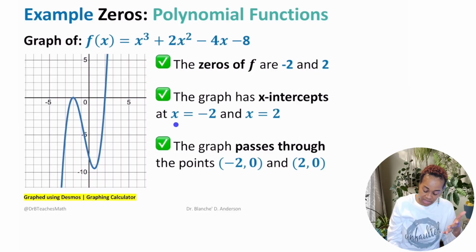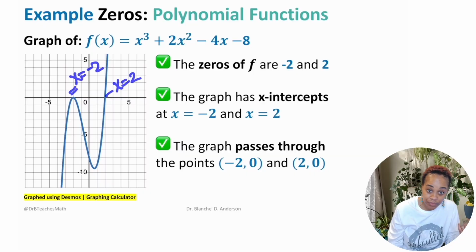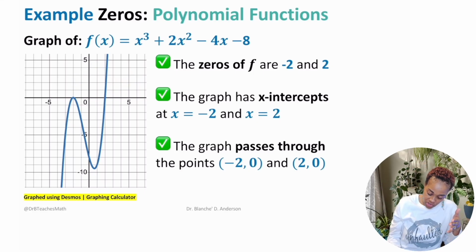That means I have x-intercepts at x equals -2 and x equals 2. If you look really close at this graph, that is -2 and that's 2. So this is x equals 2 and this is x equals -2. Now the graph passes through these 2 points. I should have said the graph touches or passes through these 2 points. So you pass through here and we pass through here.